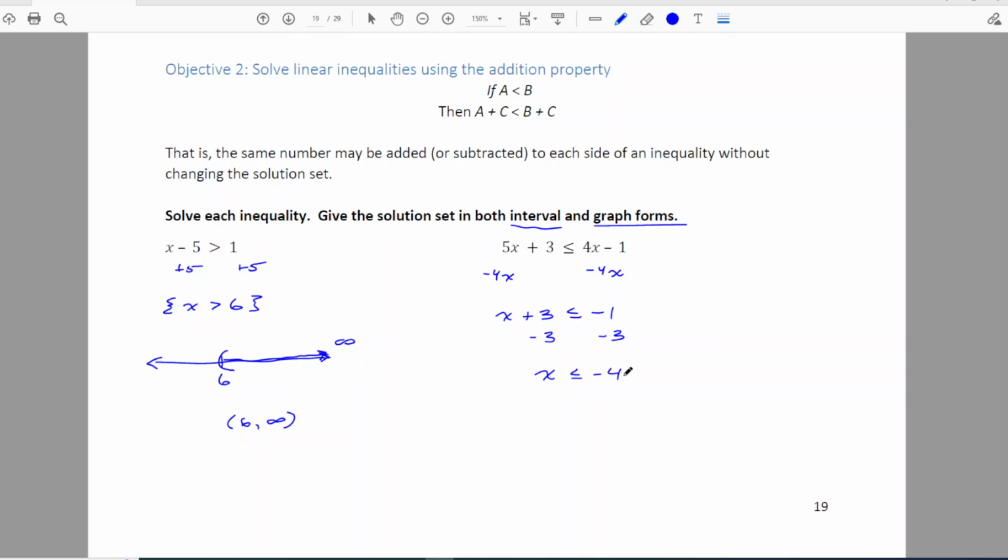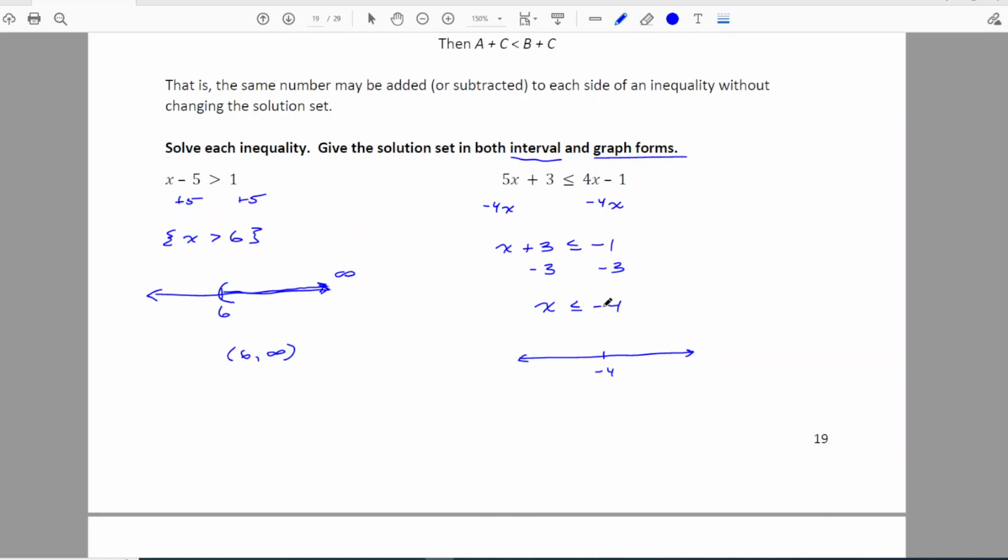Again, this is my solution set. So now I have to show it in interval and graph form. So again, the graph, all I do is show a number line. I put that negative 4. I always put it right in the middle. It does not matter. It's just to get the picture. Now this time I'm less than or equal to negative 4, so I'm going to open to the left and show that it's going all the way down to negative infinity. So for my interval notation, I would start at negative infinity and I'd go up to negative 4 with a square bracket. Awesome.